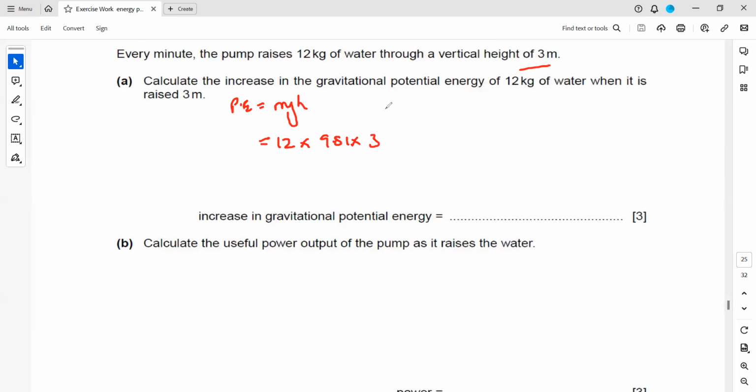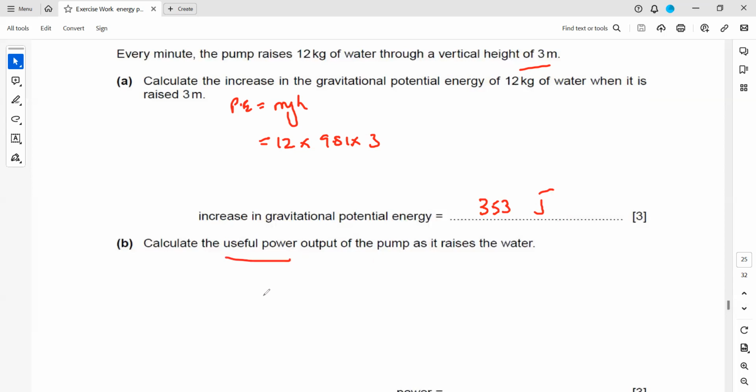So when you multiply 3 by 9.8 times 12, yeah, 12 times 9.8 times 3, that is 352.8, okay. So 352.8, or I can write it to 3 significant figures as 353, and the unit will be joules.